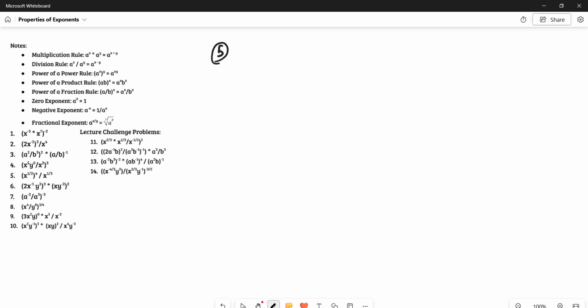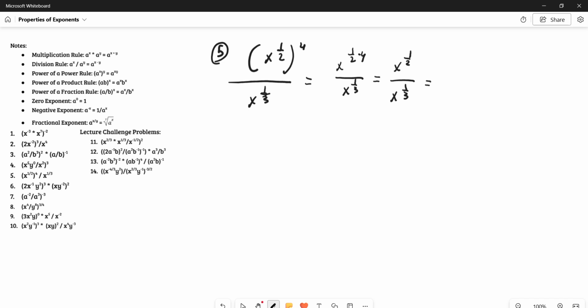Number 5, we are working with x to the 1/2 to the power of 4, all divided by x to the power 1 over 3. So I'm going to evaluate the numerator using the power of a power rule. x to the 1/2 times 4 over x to the 1 over 3 is x to the 1/2 minus 1 over 3. And then this is going to be 3 minus 2 over 6. So this is x to the power 1 over 6, and that is your answer.